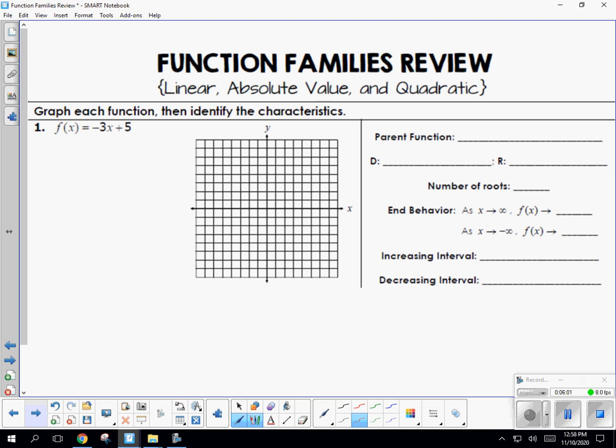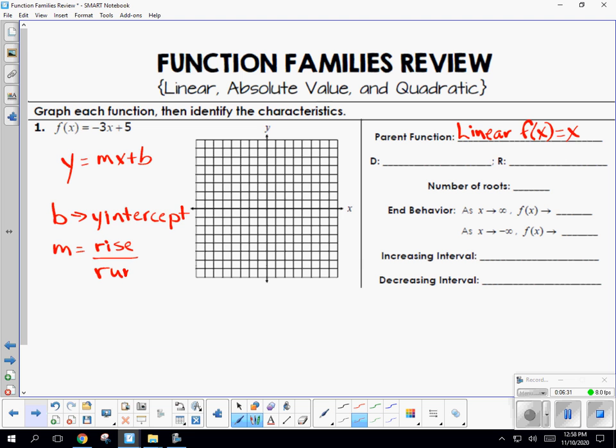This is a linear function. The parent function is f(x) = x. It's linear because it's x to the first power. Remember from Algebra 1, this one is in y equals mx plus b. B is my y-intercept, and m is our rise over our run, or our slope.